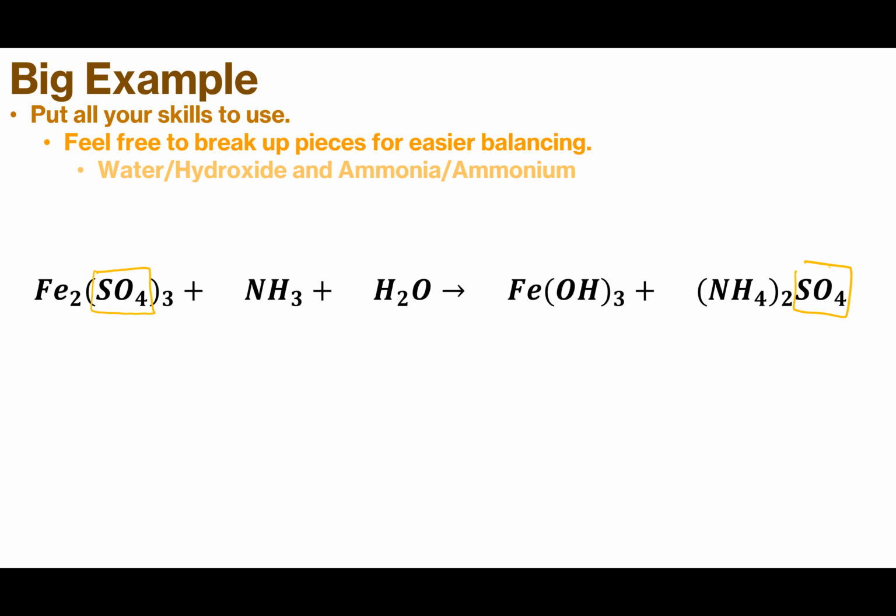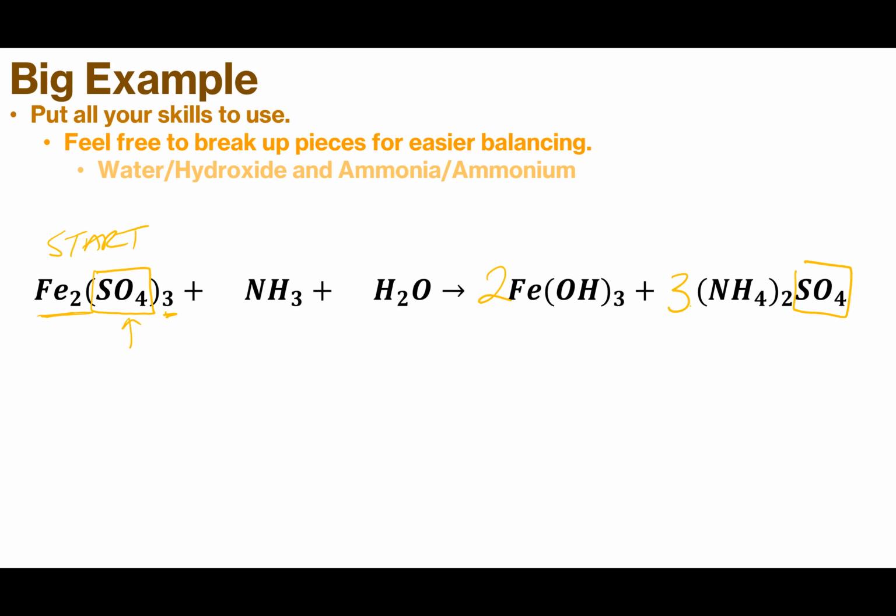With a lot of subscripts, the good place to start is over here with the iron 3 sulfate. So let's balance the iron. We have 2 here, we have 1 here, so we need a 2 on the right side. Now we're going to come back to the beginning and balance the sulfate. There's 3 on the reactant side. There's 1 over here, so we're going to put a 3 there.